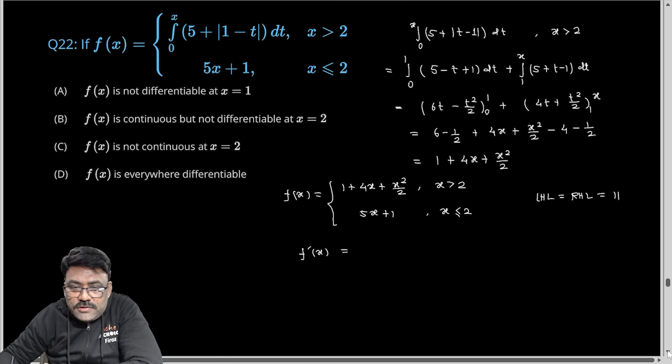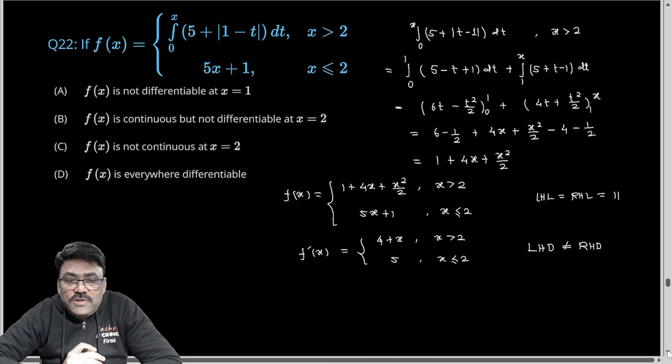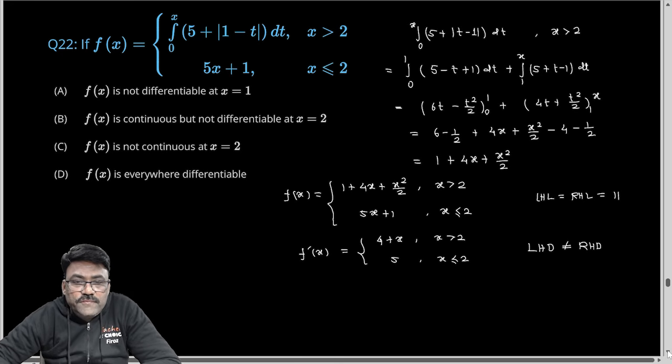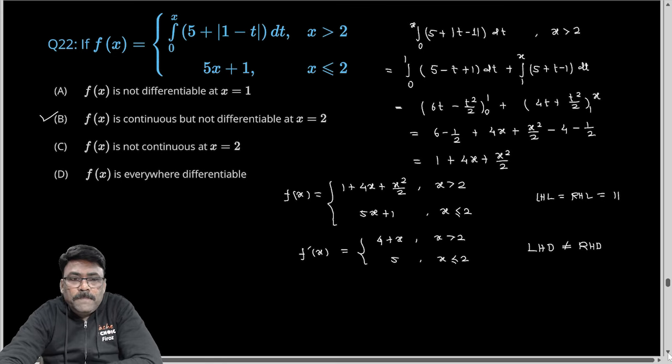If I differentiate it, it is 4 plus x when x is greater than 2, and it is 5 when x is less than or equal to 2. Now you can see that at x equal to 2, right hand derivative and left hand derivative are different. Left hand derivative is 5, but right hand derivative is 6. Function is not differentiable. So this function is continuous but not differentiable at x equal to 2. Means option B is the correct option here, right?